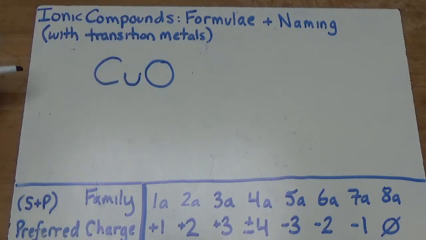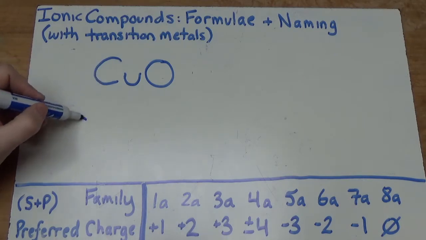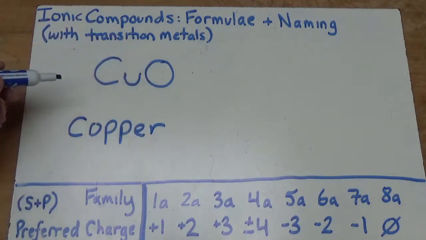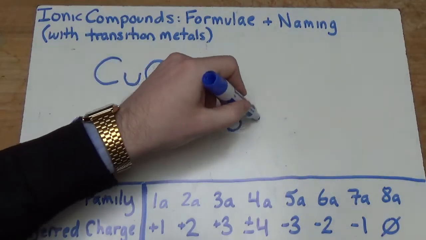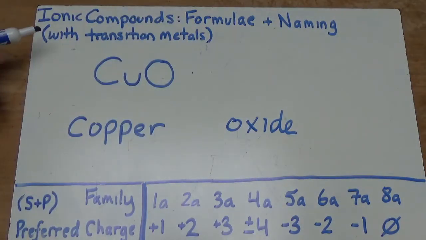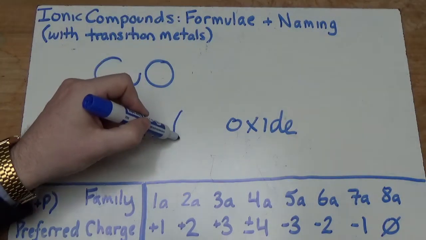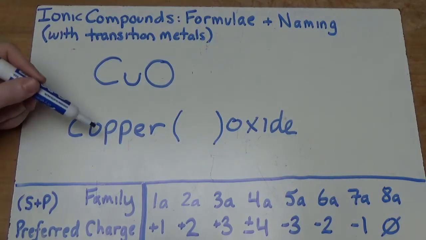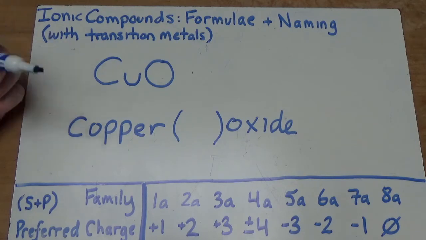CuO. Based on my previous ionic compounds video, copper is positive, so copper will get its name. Oxygen is negative, so it's going to get that -ide ending. And the difference with transition metals is that between these two, there's going to be a Roman numeral that signifies the charge of the metal. We're going to have to do some math to figure out what that is.